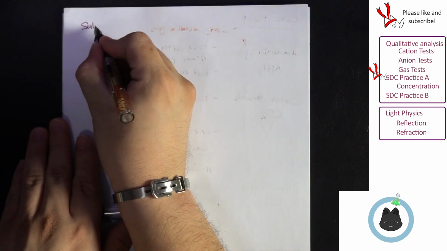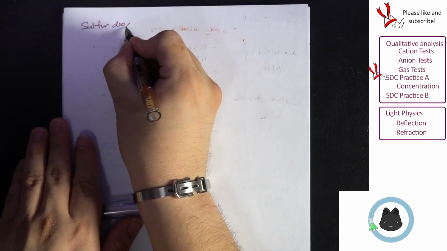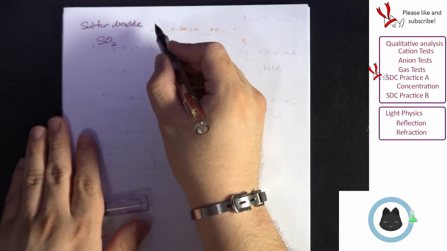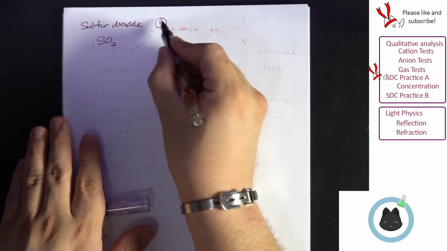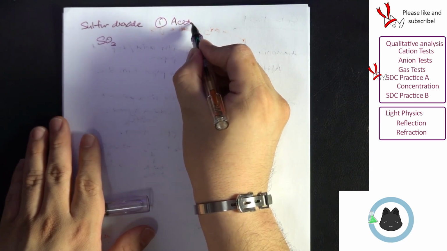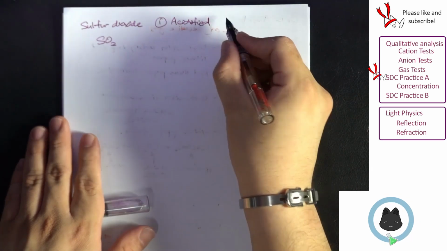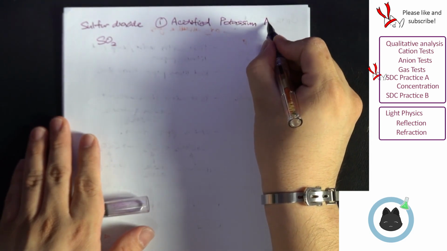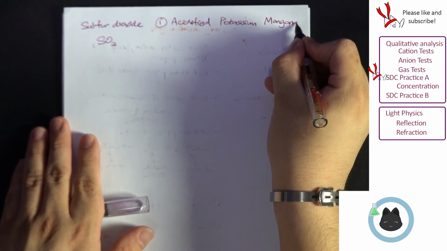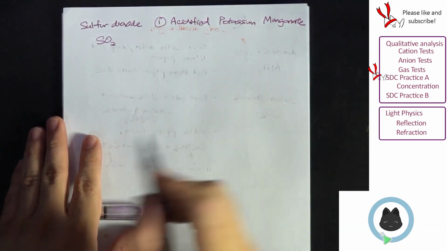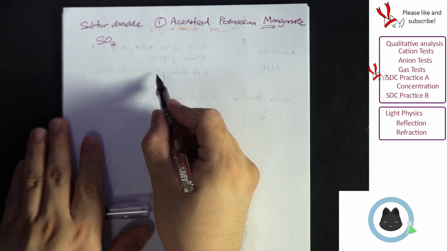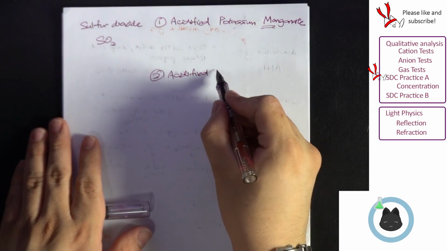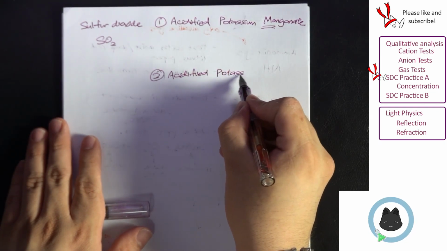So this one will be sulfur dioxide, SO2. How do you test for sulfur dioxide? The first way to test for it is to use acidified potassium manganate. Acidified means it's mixed with acid. This one has the keyword manganate. Then there's the second one: acidified potassium dichromate.